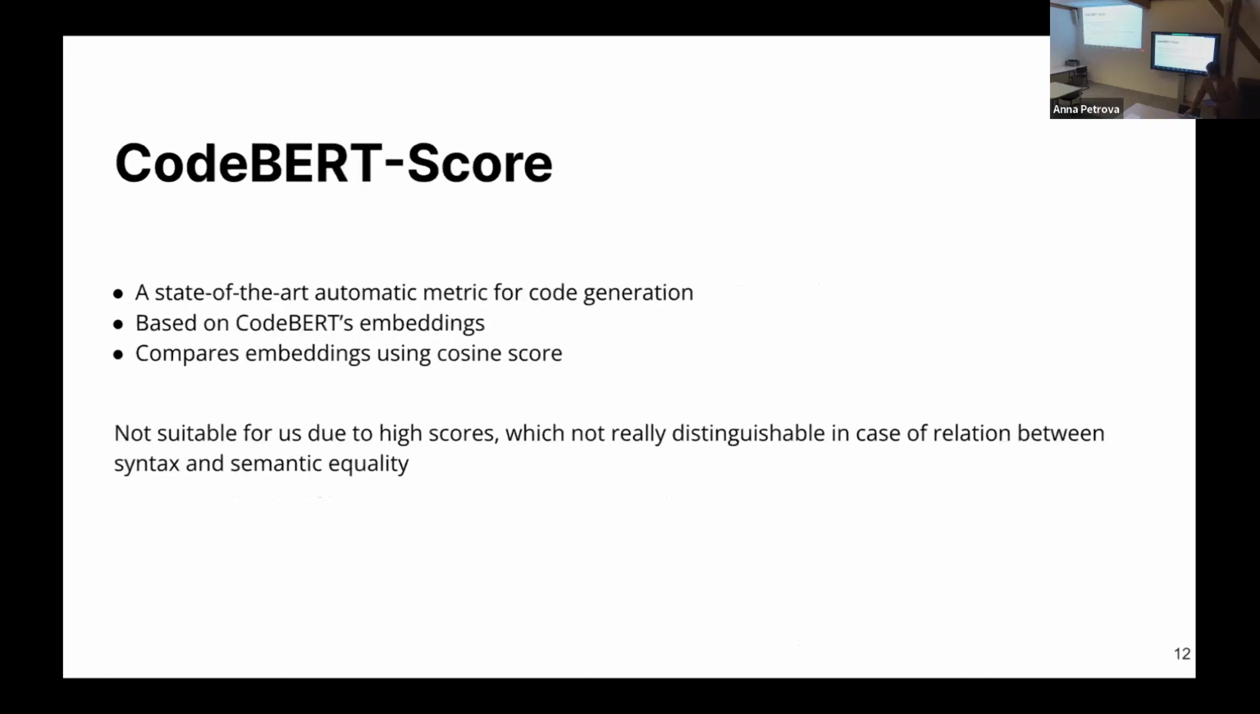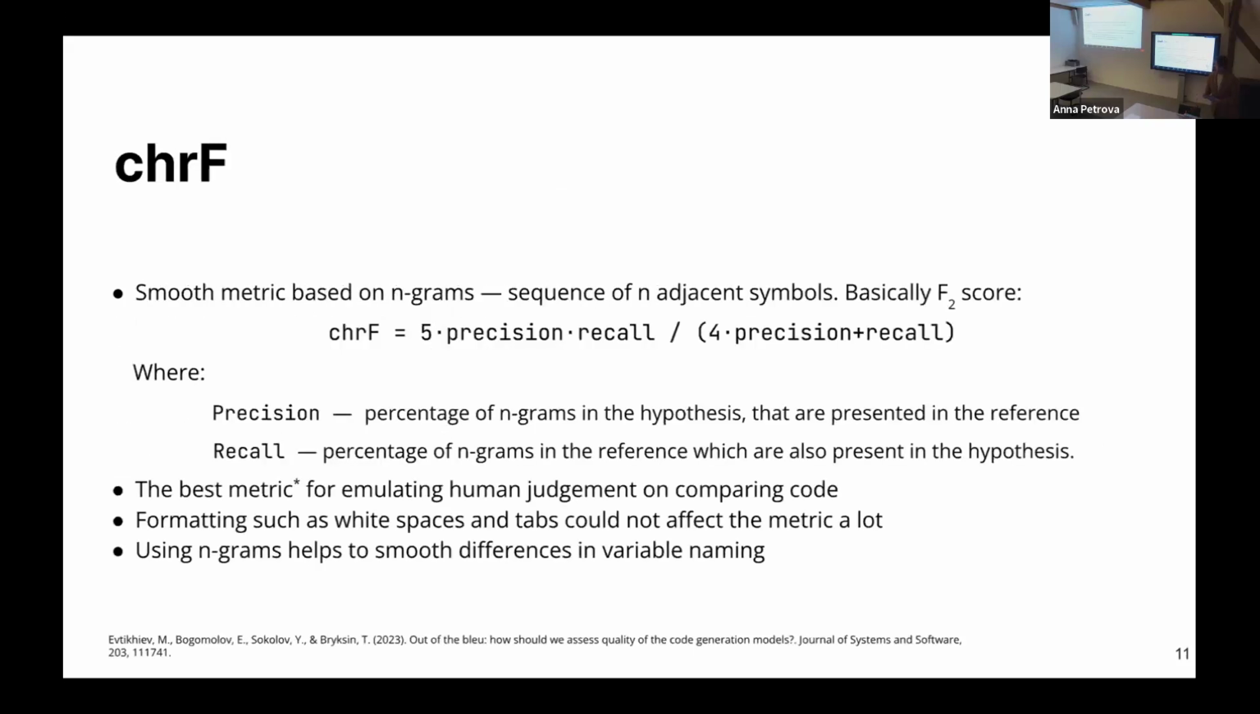Why do you say that formatting is not affecting the metric a lot? Sorry? You say that formatting such as white spaces and tabs would not affect the metric a lot. At all. Sorry, at all. Okay. Because the implementation of chrF that we use just removes all white space symbols.